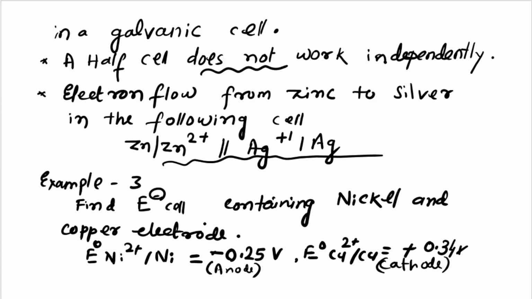Now here, what is the value given? See, standard electrode potential of nickel is minus 0.25, whereas standard electrode potential of copper is plus 0.34 voltage. Now tell me which is anode, the less value. Which is less? Nickel, that is why it is anode. And what is the higher value? That is cathode, the copper electrode is cathode.